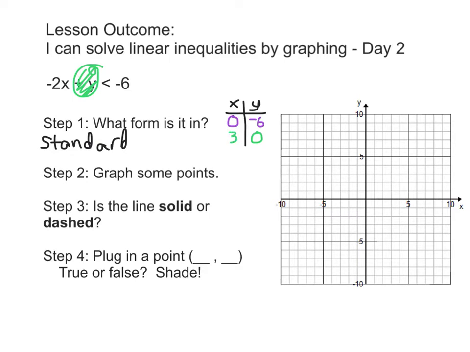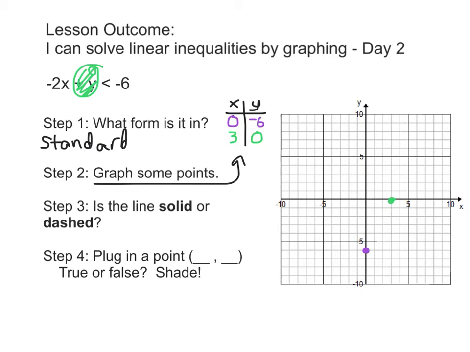All right. So now, as it says, we are going to graph some points, meaning those points that we just found in our table. Our first point is 0, negative 6. So 0 on the x-axis, negative 6 on the y-axis. Hopefully you're finding that with your eyes. That's right here. And then 3, 0, 3 on the x-axis, 0 on the y-axis is this point right here.